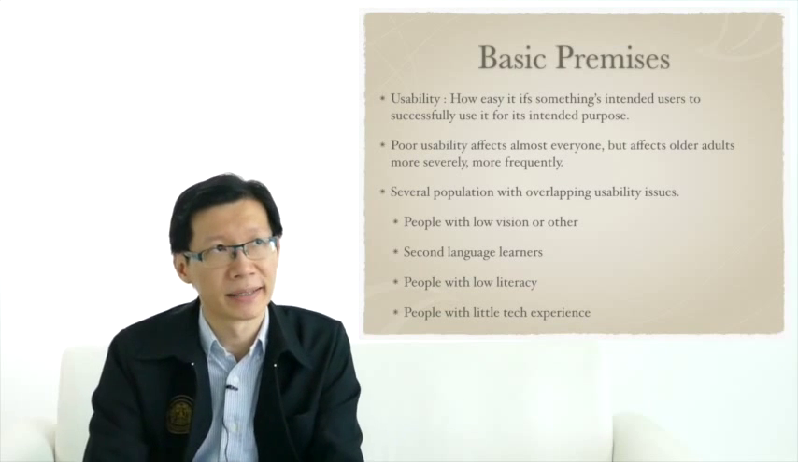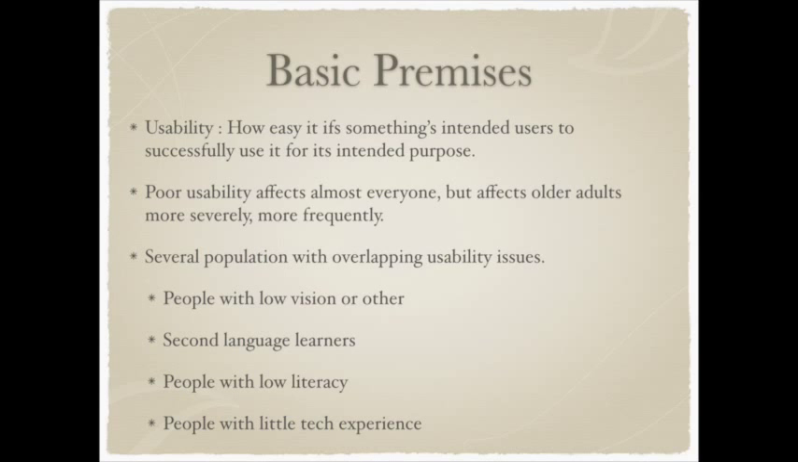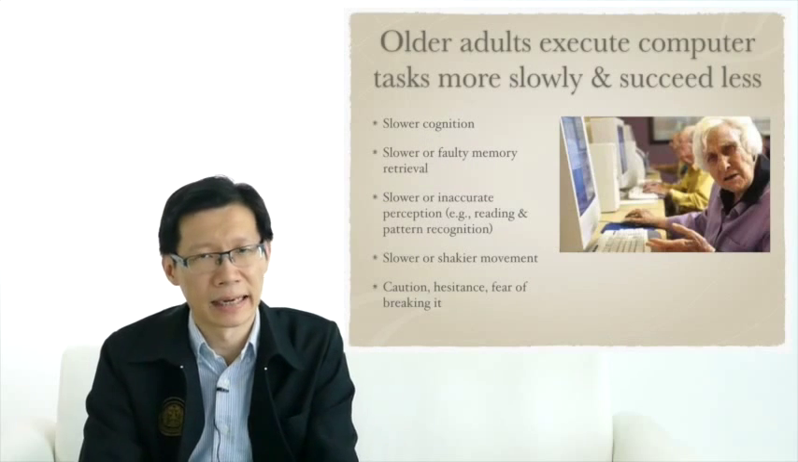The basic premise of usability is how easily the intended user can successfully use something for its intended purpose, and poor usability affects almost everyone, but it will affect older adults more than others, maybe more severely or more frequently. So the population related to the aging somehow does not need to be aging all the time, but could include people with low vision, or second language learners.